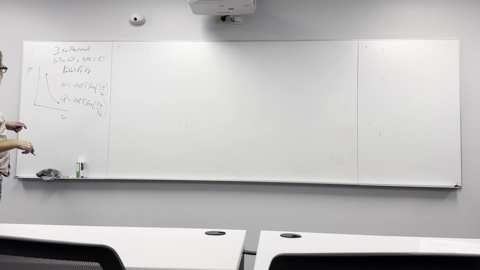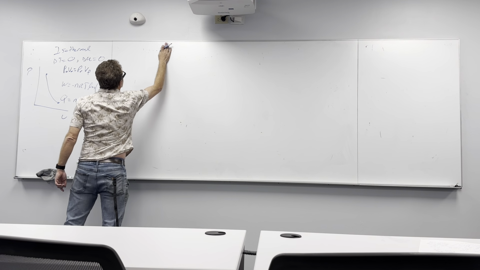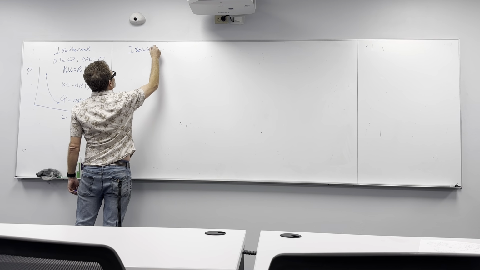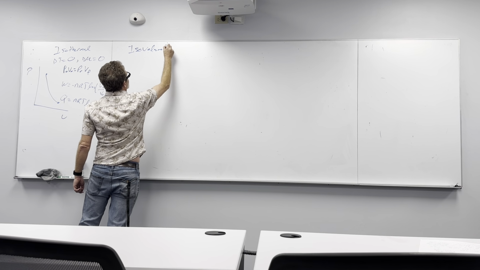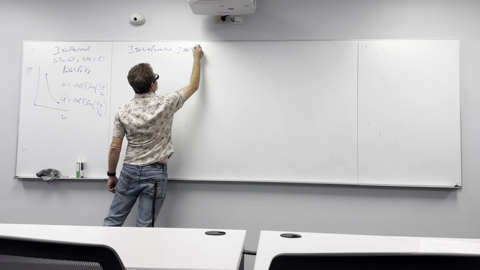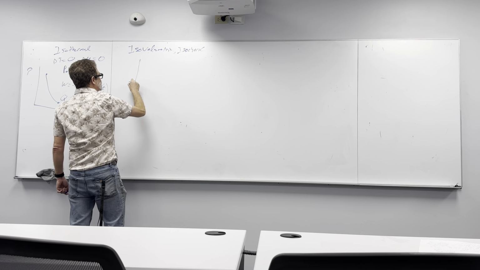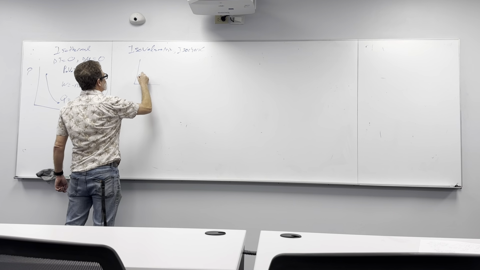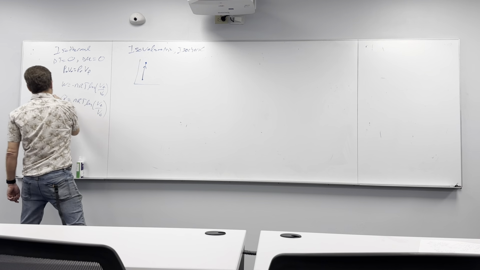Yeah. Okay. So, isothermal, right? Okay. Isovolumetric, also known as isochoric. What does it look like on a PV diagram? Vertical line. Right? Okay.